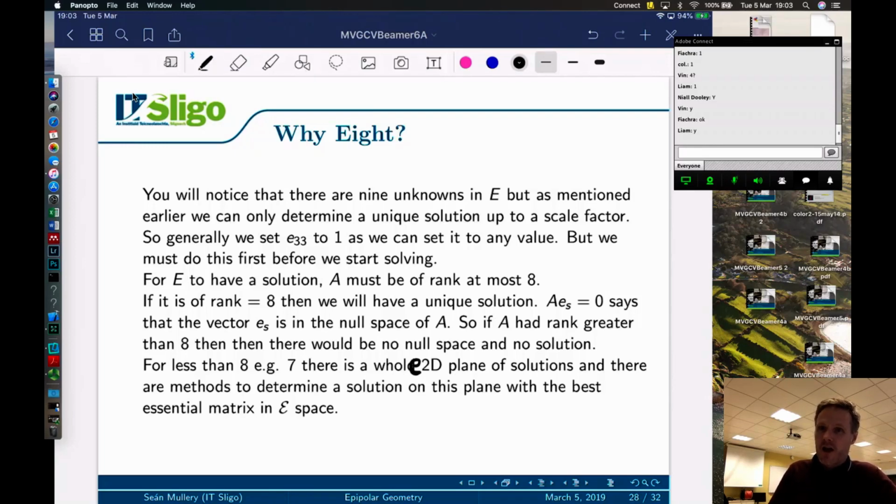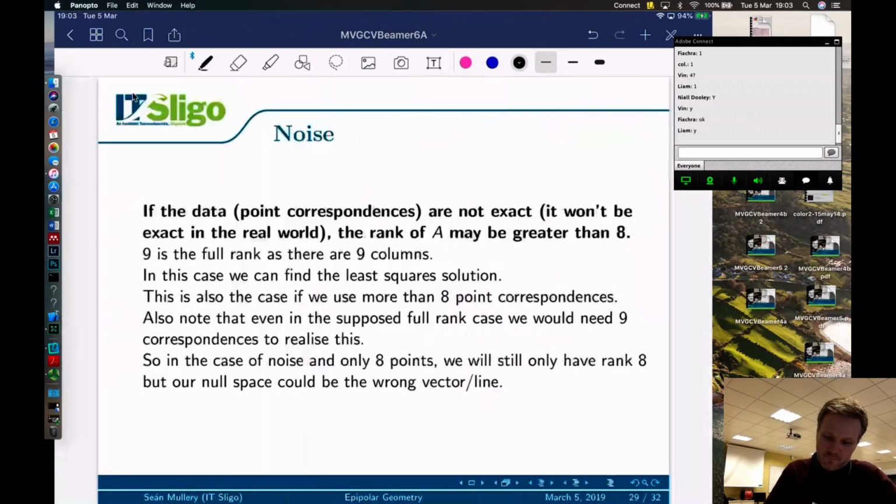That's 2 vectors, and 2 vectors can make a whole plane. And now I've got a bit of a problem determining where it is. Now, as it turns out, there can be ways around that, but the easiest solution for us is to use 8-point correspondences and try and get it. So there are methods to determine the solution on this plane with the best essential matrix in the E space.